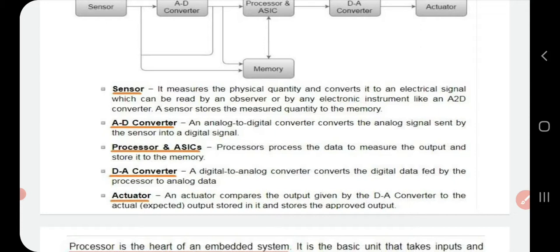Then the D to A converter, that is, the digital to analog converter. It converts digital data fed by the processor to analog data. Then the actuator compares the output given by the digital to analog converter to the actual output stored in it and stores the approved output.